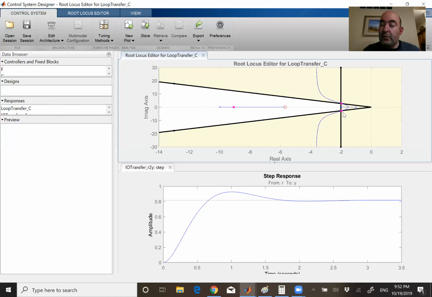So now this is a controller that I chose. I placed a 0 to take care of the 0 that the PD has, and then I played with the gain in order to get the result that I want.